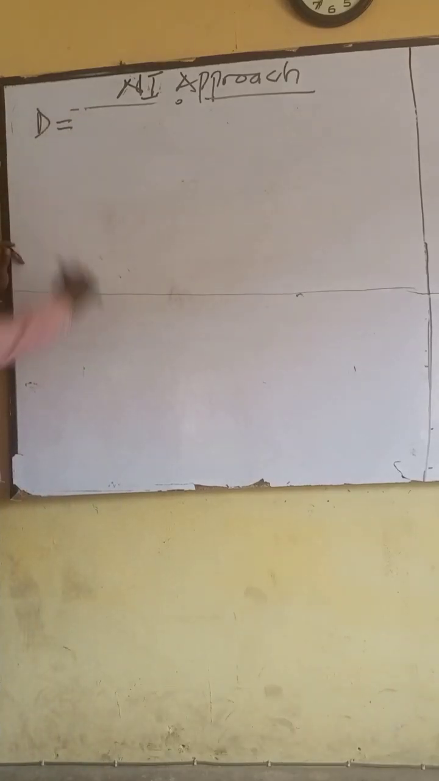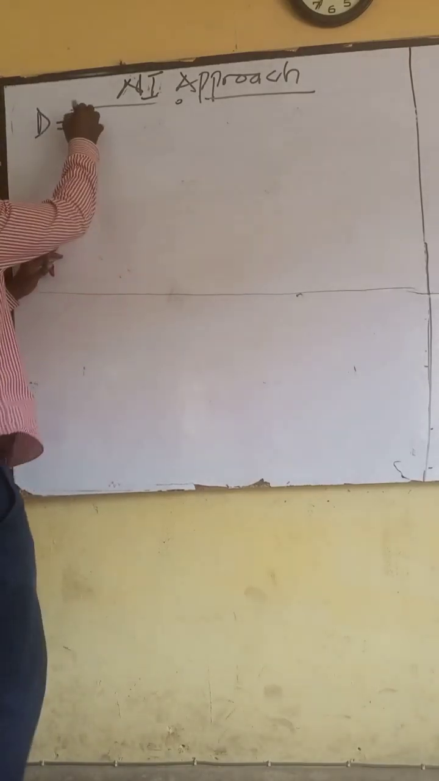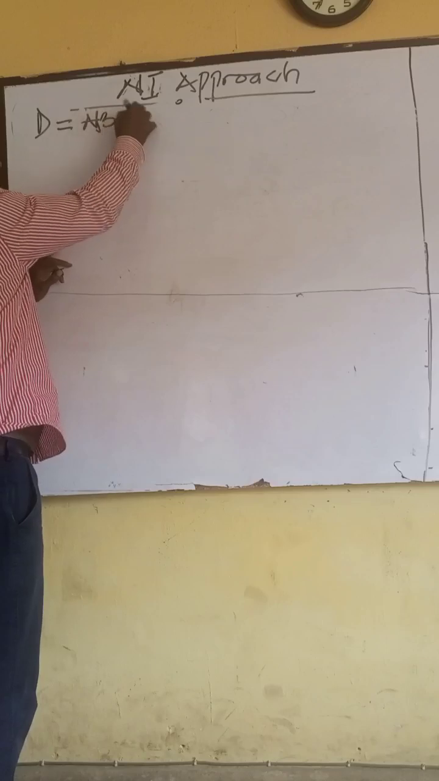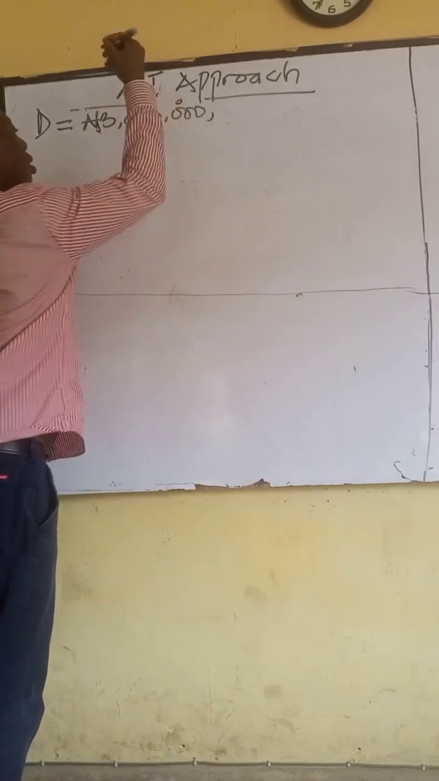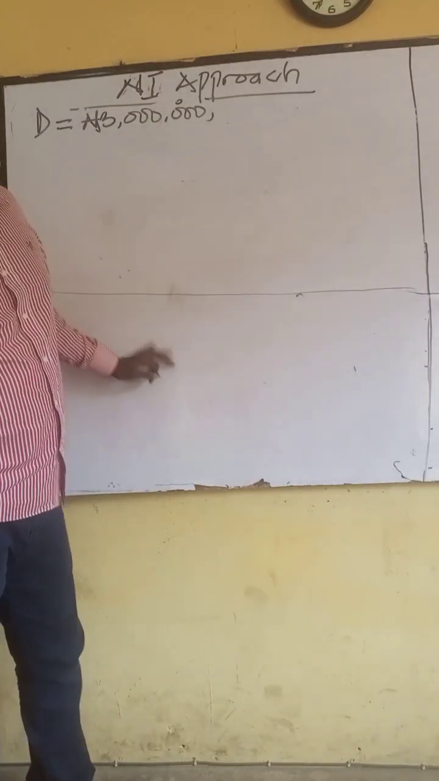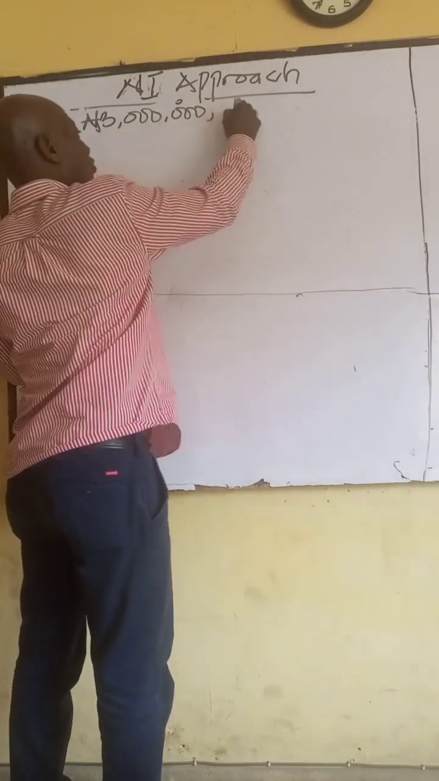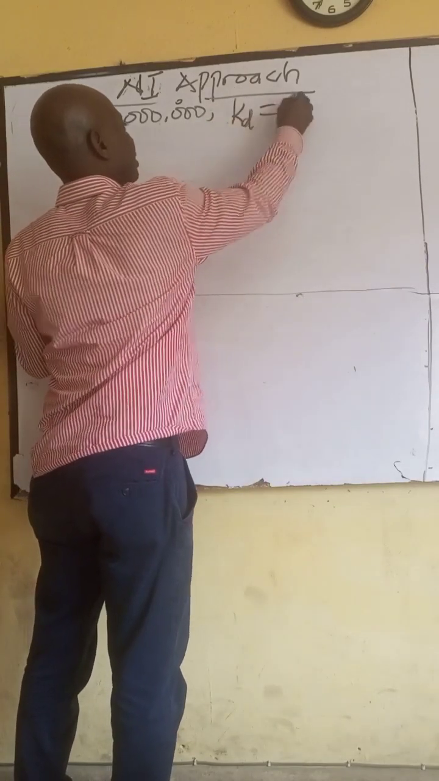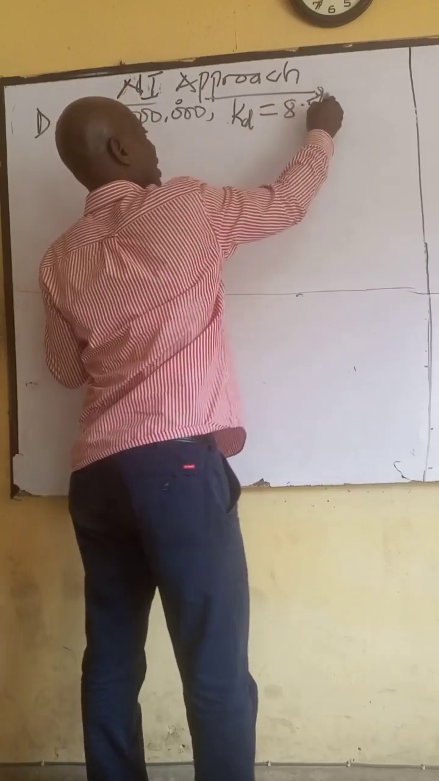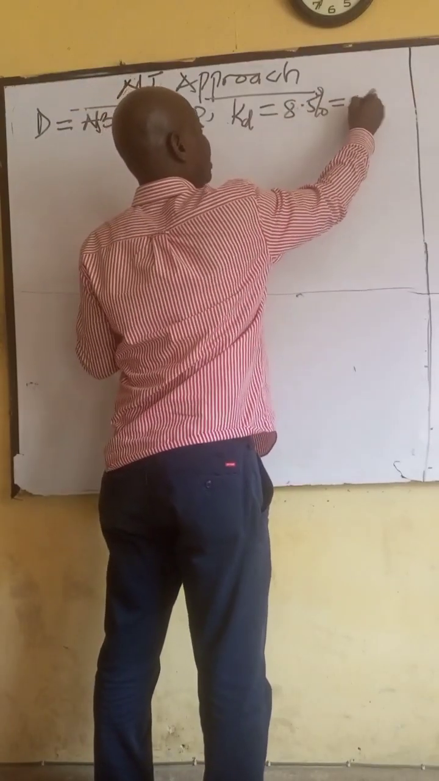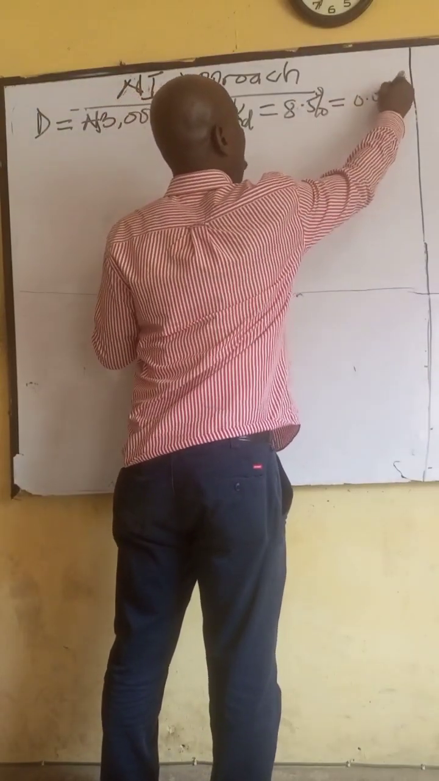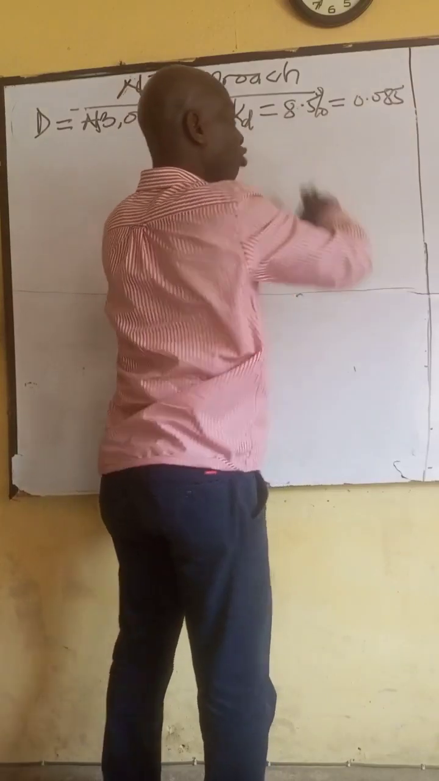The debt is 3 million. 3 million is 3 and 6 zeros, I hope you know. The next one is issued at 8.5% rate of interest. Now the cost of debt is 8.5%. Which one you convert will be 0.085. I hope you know, divide this by 100.